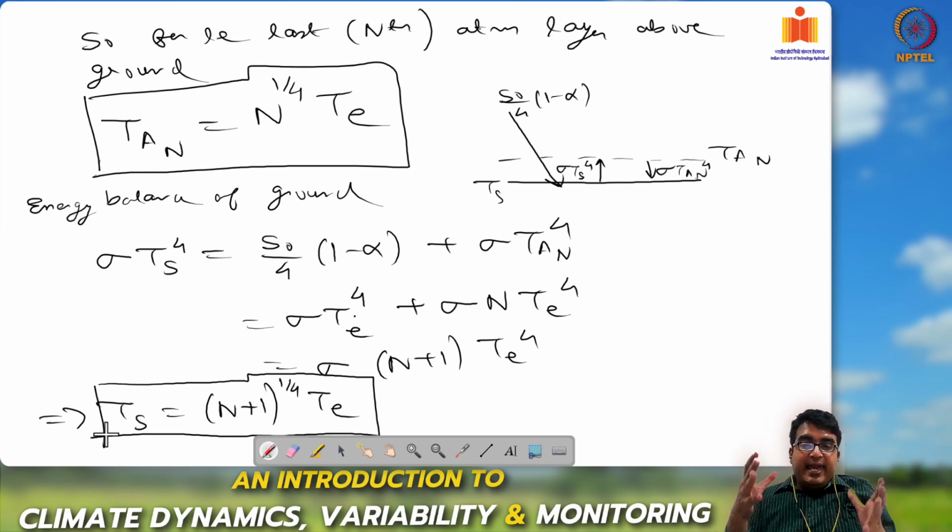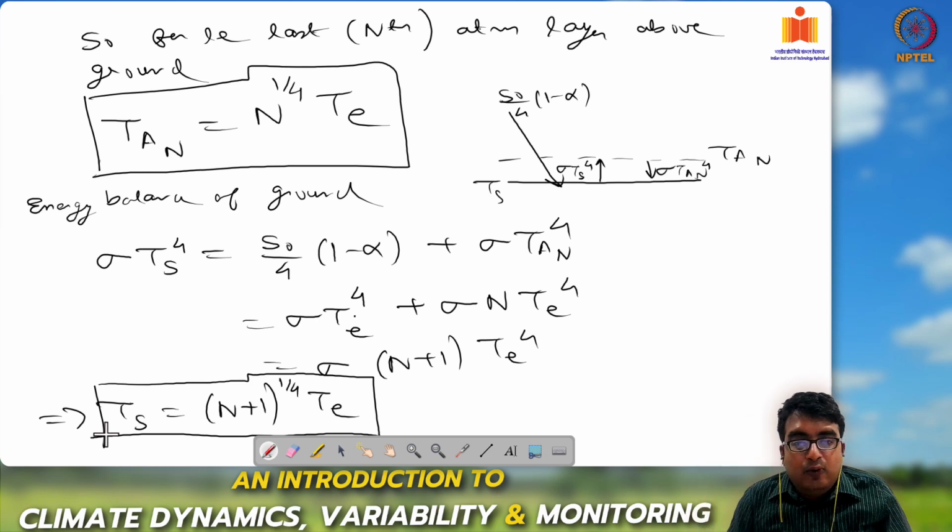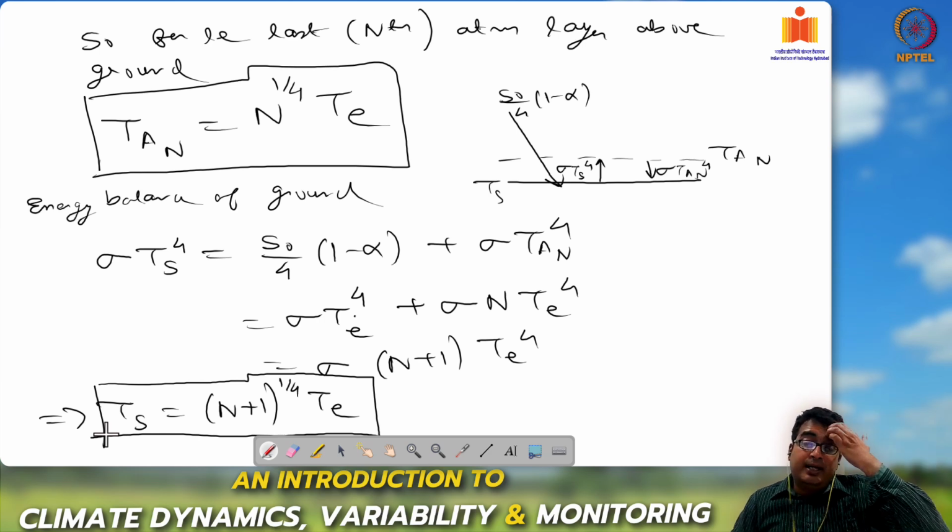So, if you have n perfectly absorbing atmospheric layers modeling a thick atmosphere of a planet, then you will get this expression here, where Ts, the surface temperature, will be n plus 1, however many atmospheric layers there are, plus 1, to the power 1/4 into the black body emission temperature of the planet. Okay. So, this kind of modeling is very useful for planets with extremely thick atmospheres, where the surface temperature is much larger than the black body emission temperature because of the thickness of the atmosphere.